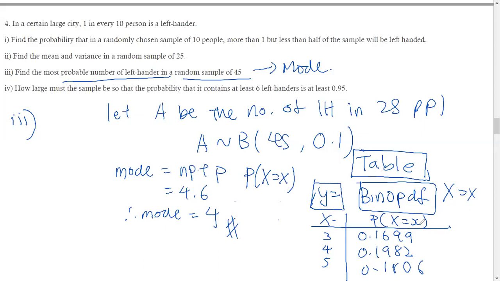So from the table, you can see that the probability is the highest when x is equal to 4. Therefore, x equals 4 is your mode. So you can choose 2 methods, either this or this. But I believe the table method is what most schools will prefer. So this is part 3.